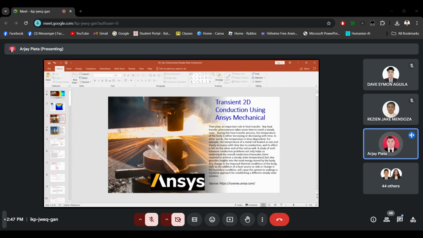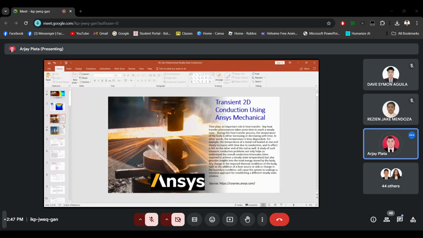So in reality, it's hard to calculate transient heat transfer. That is the reason why we are using software like ANSYS, to remove the burden of manual calculation. Okay. But for now, we will first study the manual calculation only for the steady state, not for the transient.